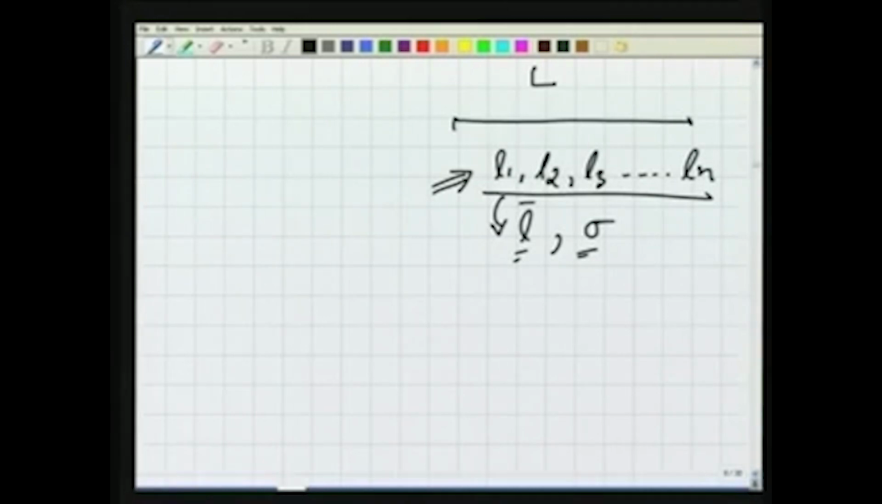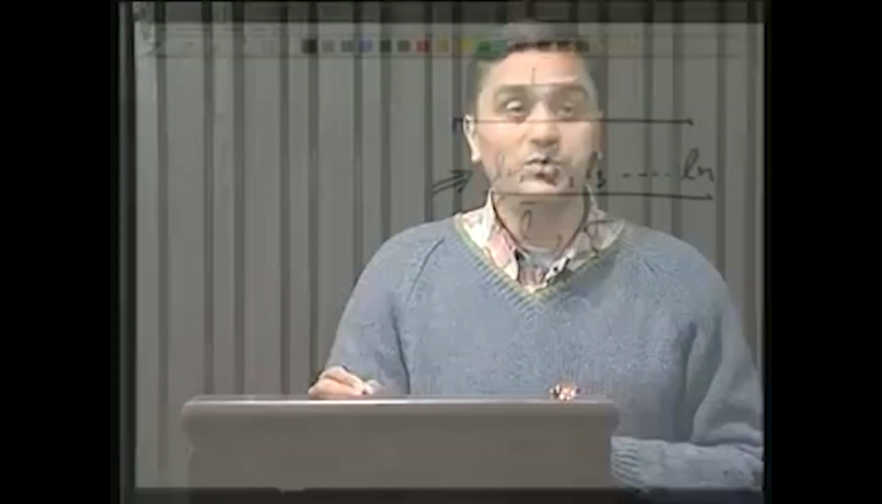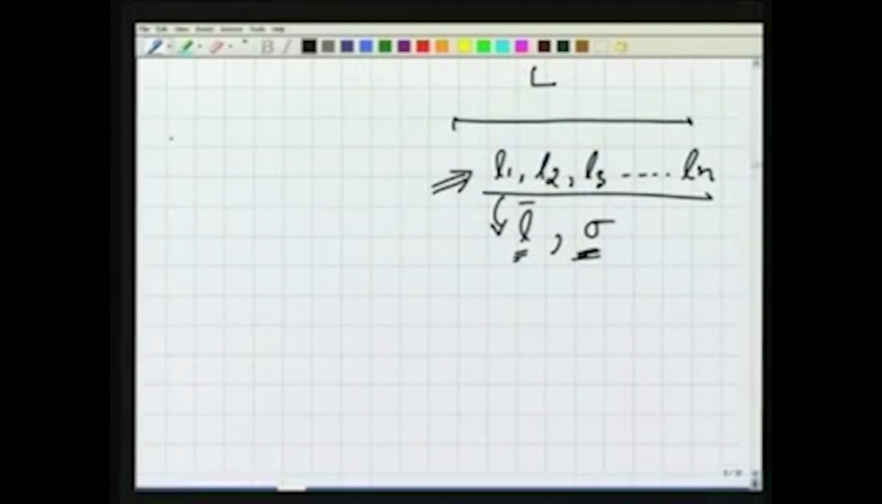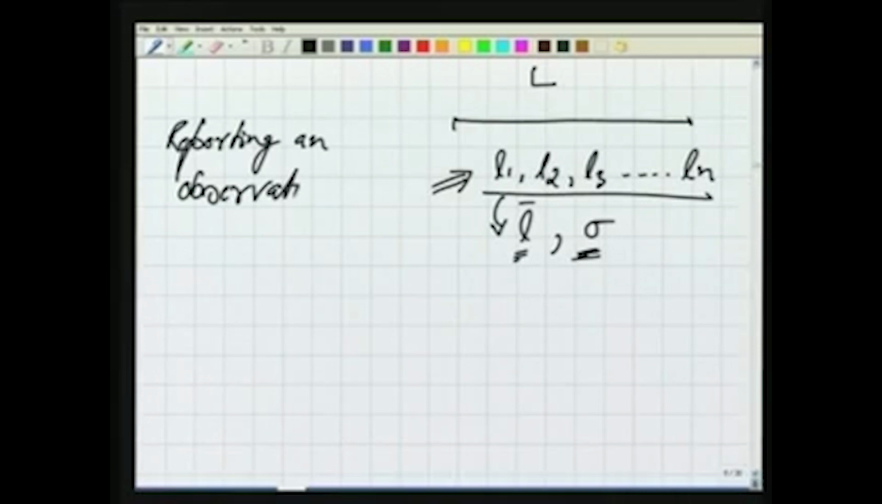Now, in that case, because our assumption is that only random error is there, our observations will follow the normal curve, the normal distribution. Well, after finding this sigma and the mean, how to report this observation? Reporting the observation. How do we write it? What do we say about it? Something which we have found, how do we present it? Well, I say L bar plus minus sigma is my value.